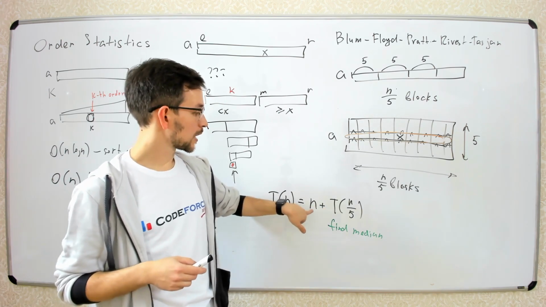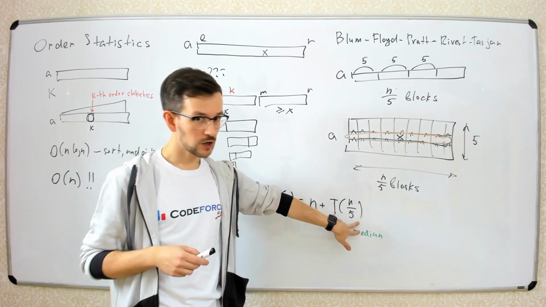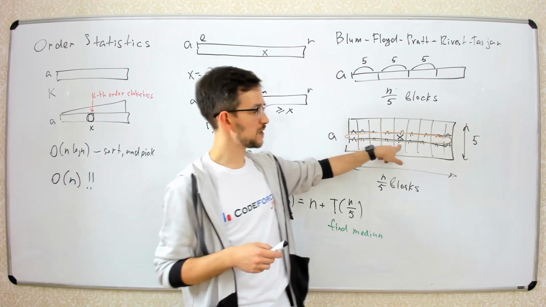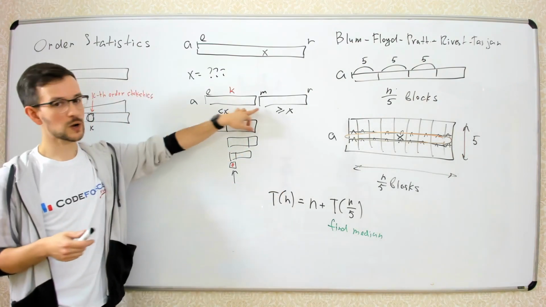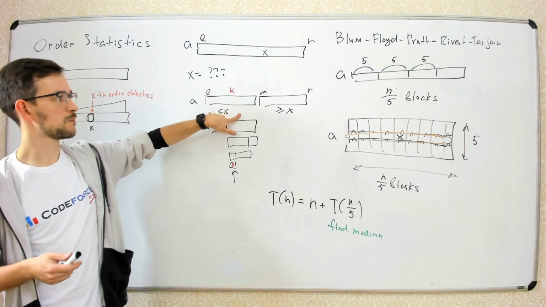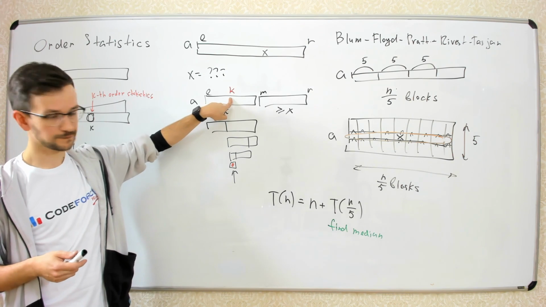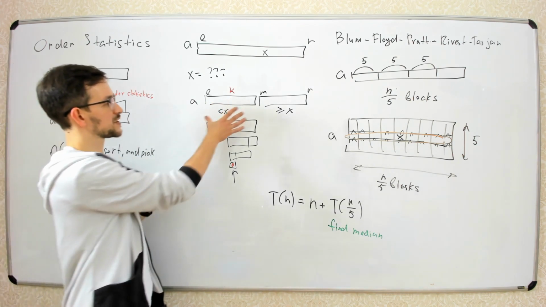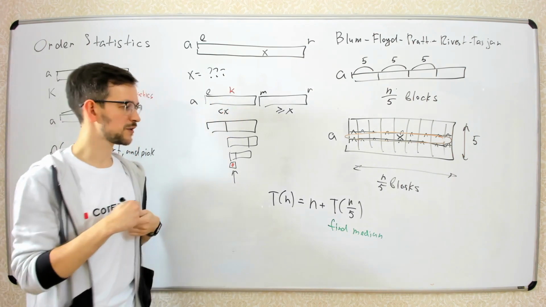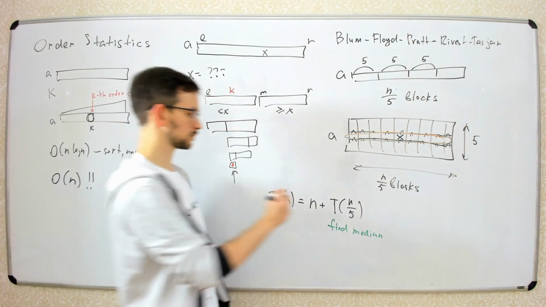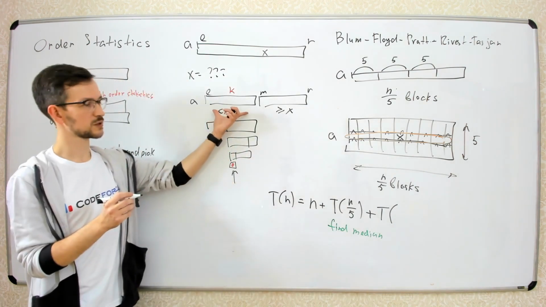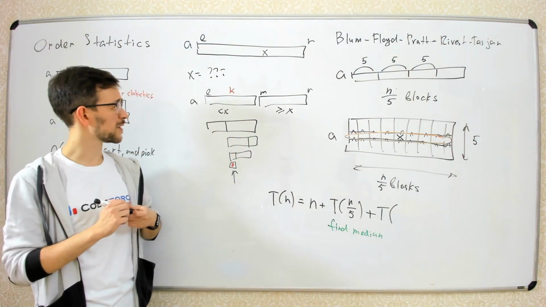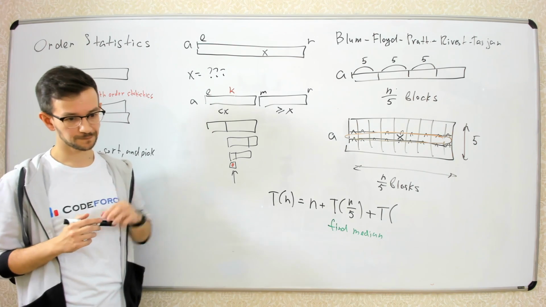Good. Now we make the recursive call to find this median element. And now we split the array into two parts and make a recursive call in the part which contains element k. So what may be the size of this array? What may be the maximal size of this group? So we make another recursive call on this part which contains element k.